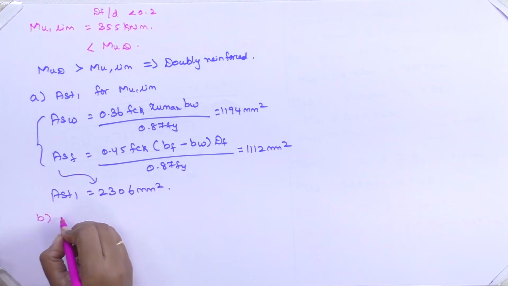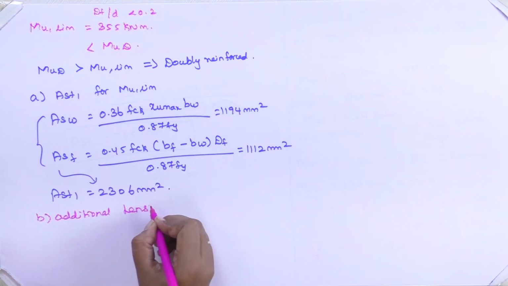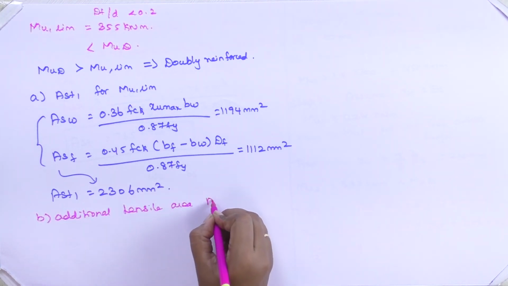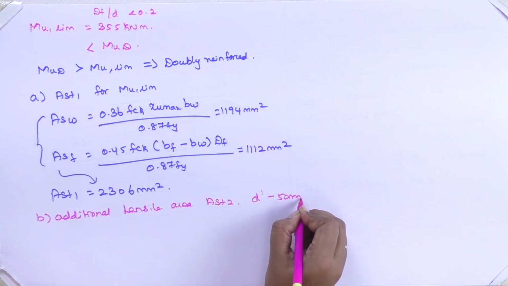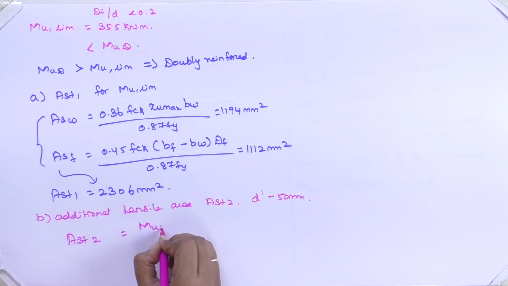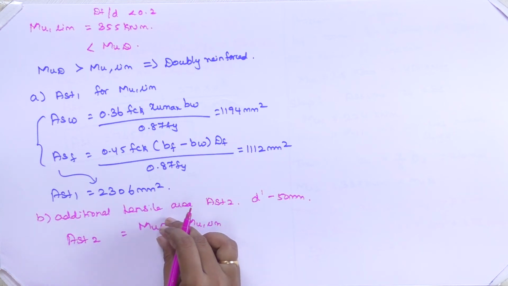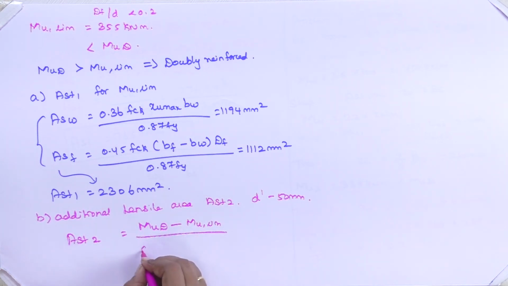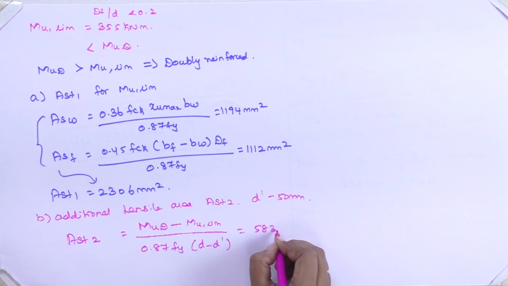So B, the additional tensile steel area is AST2. We know D dash is 50 mm, it is given in the problem. So AST2 is equal to MUD, which is greater, minus MU limit. This is the additional steel I need to provide in my section. So divided by 0.87 Fy into D minus D dash. I'll get around 583 mm square.